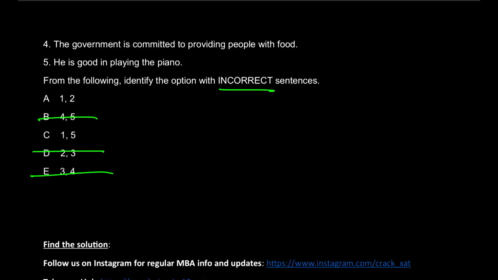I can see 5 right now. "He is good in playing something." He is good at playing something. So you can see, this entire PYQ was preposition based, preposition oriented. So I know 5 is the incorrect one. So the answer is option C. So that's how you can really do these questions much faster and easier, guys.